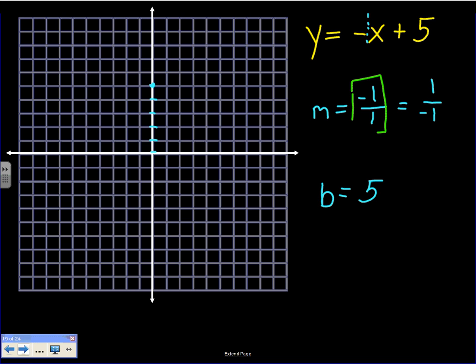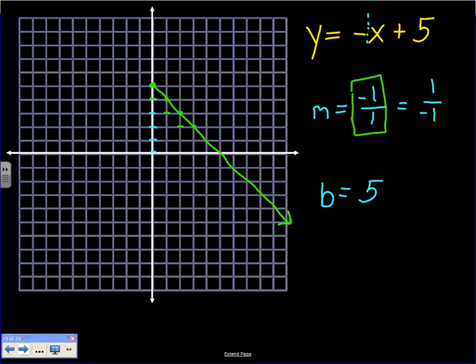Now for the slope of negative 1 over 1, start at the y-intercept. You go down 1, to the right 1, put your point. Down 1, to the right 1, put your point. Down 1, to the right 1. And you notice that it has this pattern of going down 1 to the right 1. And you should be able to continue graphing it along that pattern along the bottom part of the line.